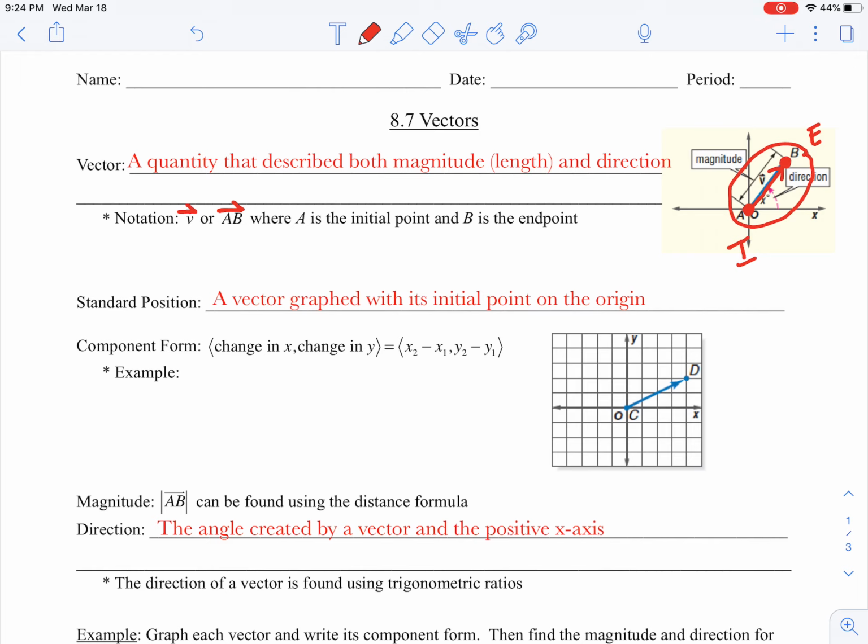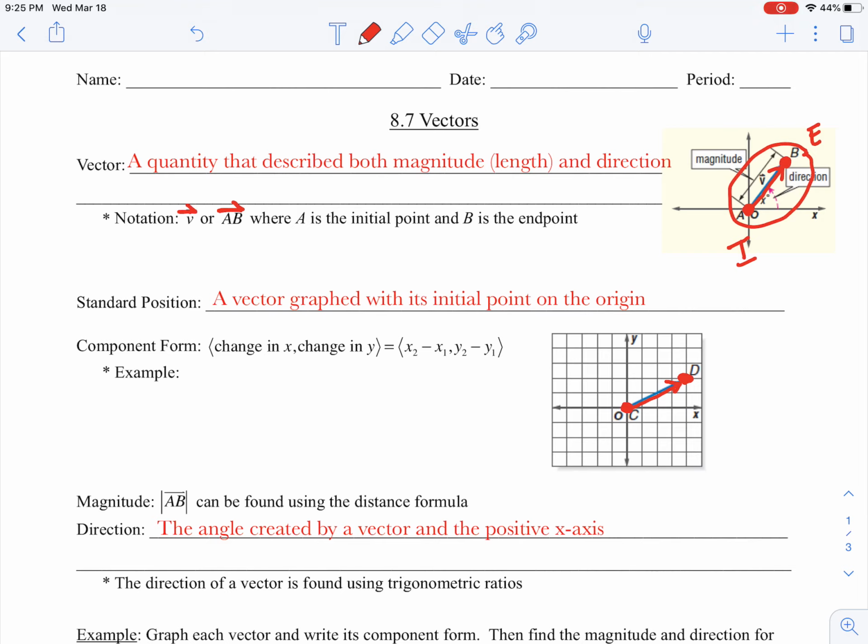We can graph a vector anywhere on the coordinate plane, but the most useful place for a vector is in what's called standard position. Standard position is where the vector is graphed so that it has its initial point at the origin, and then of course the other endpoint can be anywhere on the coordinate plane. So in this next graph, you can see vector CD is graphed here with its initial point C at the origin.